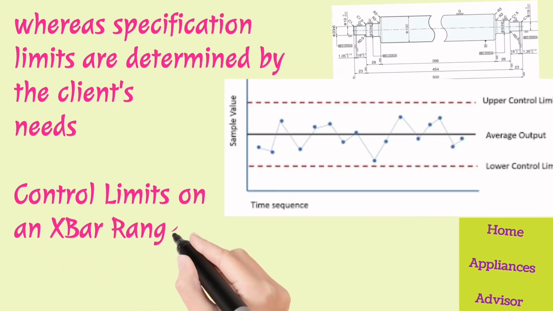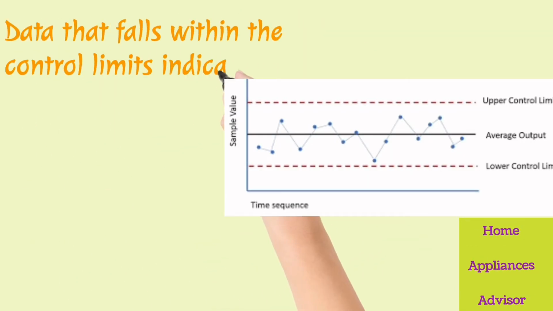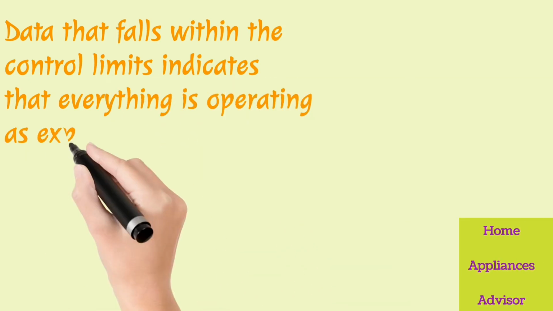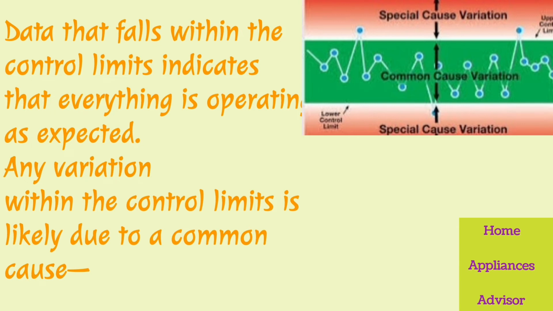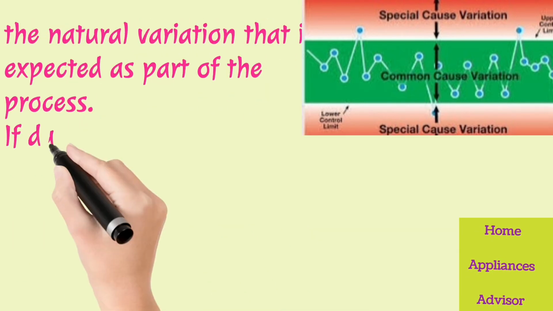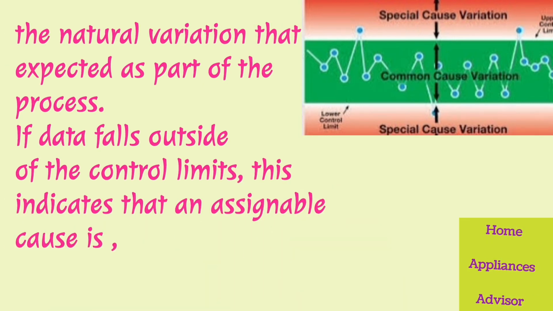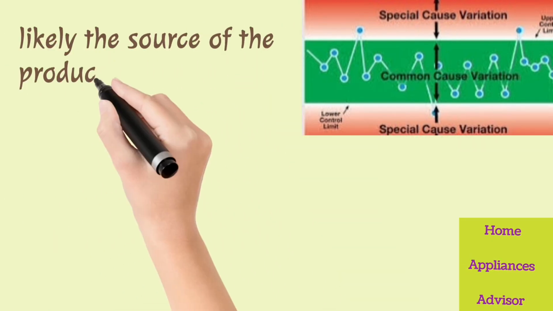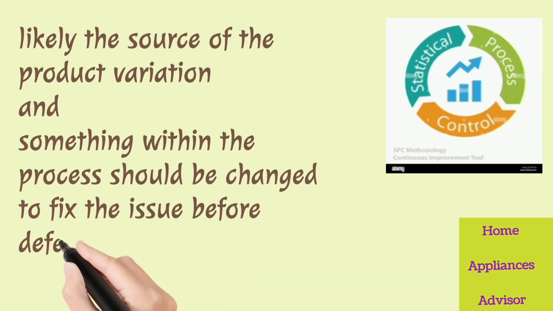Control limits on an XBar range chart: data that falls within the control limits indicates that everything is operating as expected. Any variation within the control limits is likely due to a common cause, the natural variation that is expected as part of the process. If data falls outside of the control limits, this indicates that an assignable cause is likely the source of the product variation, and something within the process should be changed to fix the issue before defects occur.